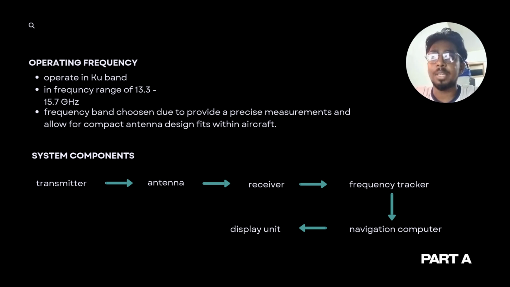The operating frequency for the system is in the Ku band, where the frequency range is from 13.3 to 15.7 GHz. This frequency is chosen because it provides precise measurement and allows for a compact antenna design. Now we will look at the system components, which are the transmitter, antenna, receiver, frequency tracker, navigation computer, and finally the display unit where the pilots can see the ground speed and drift angle.